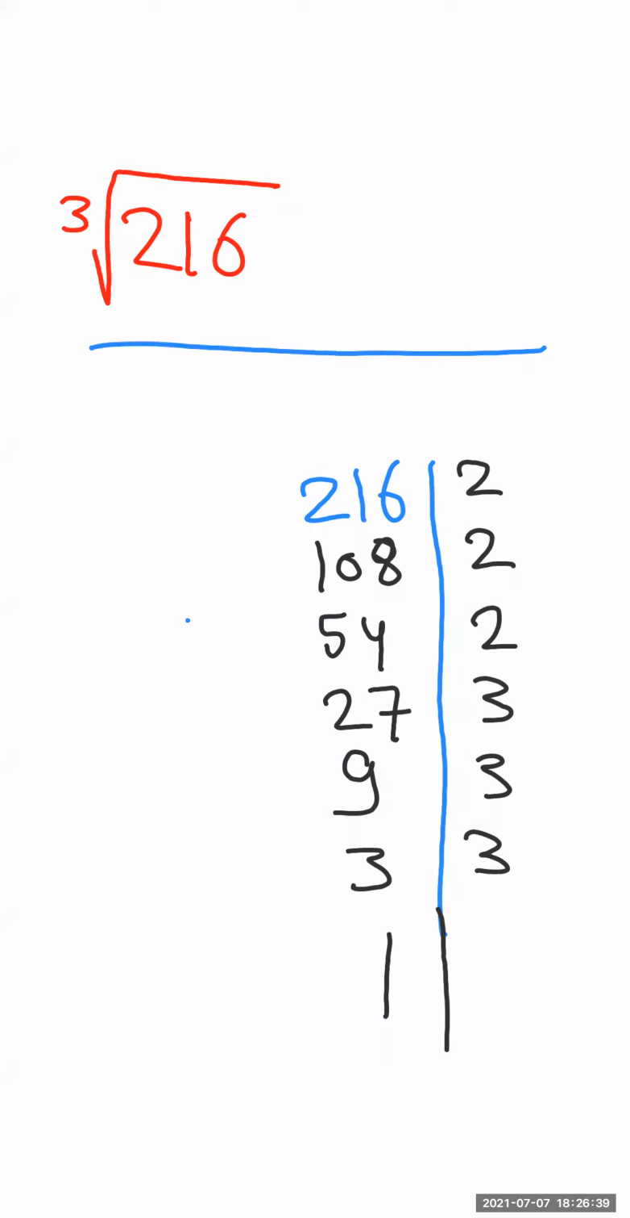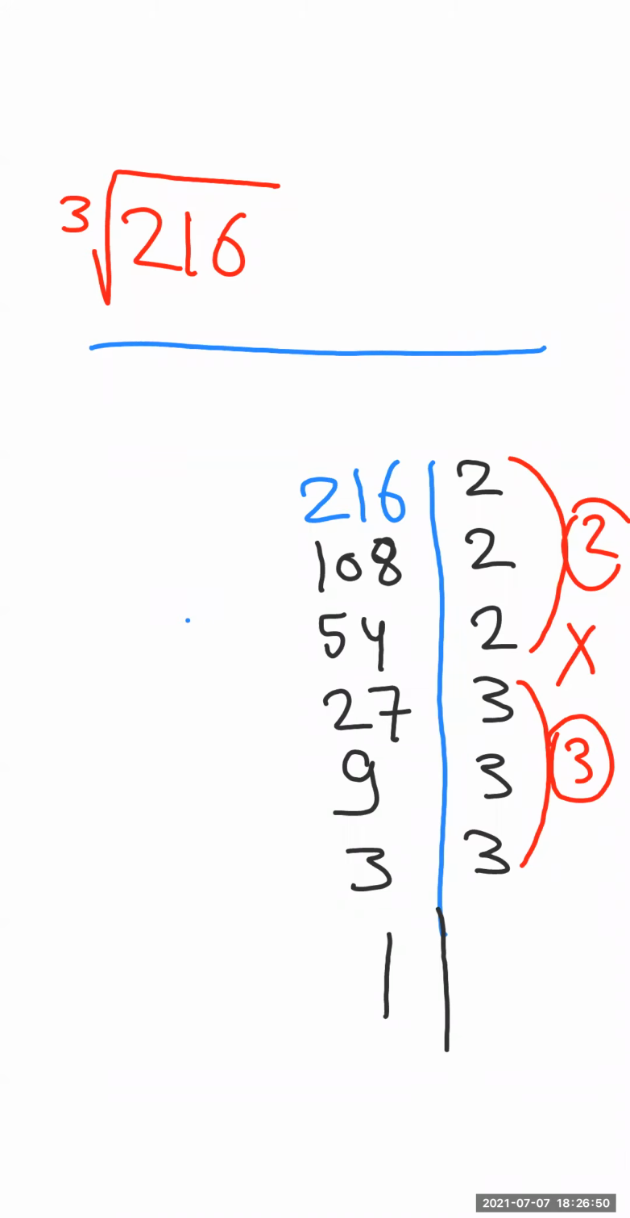Now, number 2 is repeated 3 times, and number 3 is repeated 3 times. So 1 time from the 2, 1 time from the 3. So this means 2 times 3, this number and this number. So the cubic root will equal 2 times 3, which will equal 6. So actually, the cubic root of 216 equals 6. Okay, guys?